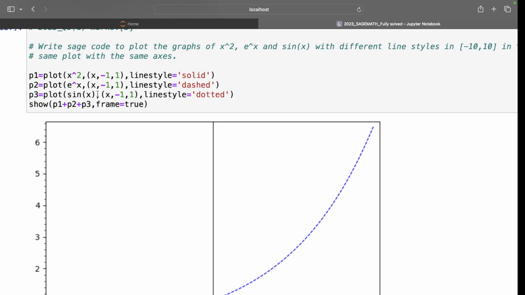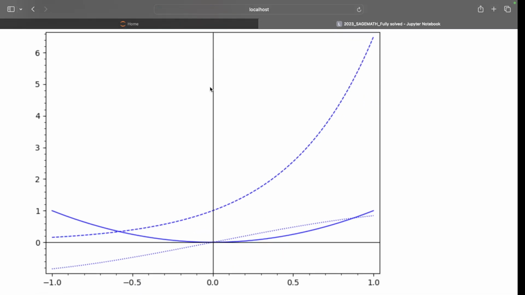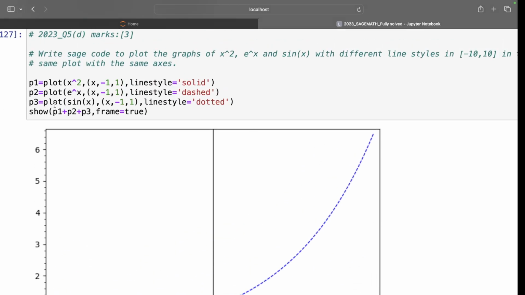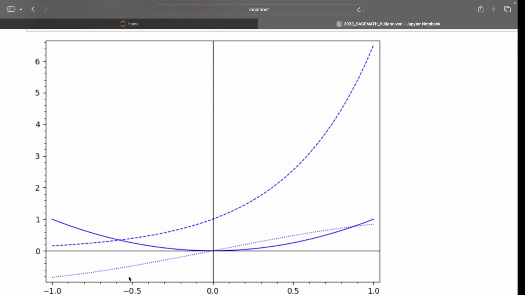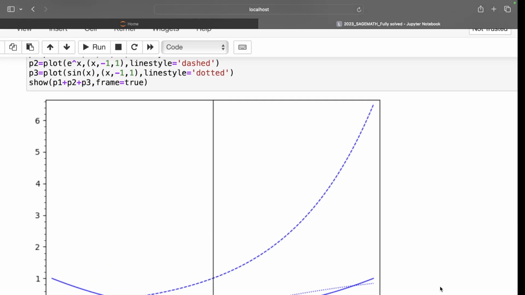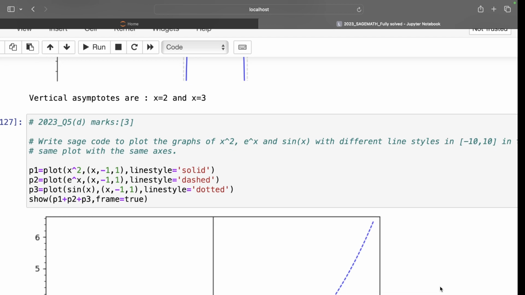P2 is the plot of e to the power x, with a dashed line. So this is the dashed line, this is e to the power x. And P3 is the plot of sine x, with dotted lines. So this is the dotted line, this is sine x, within the interval -1 to 1, and -10 to 10.